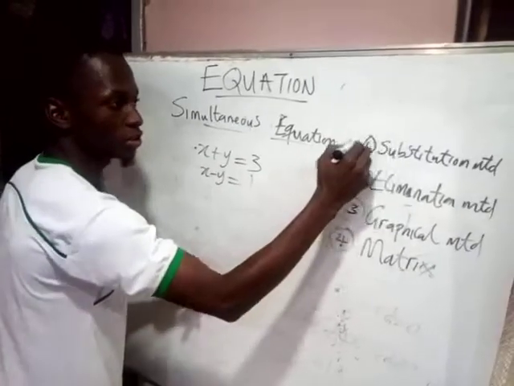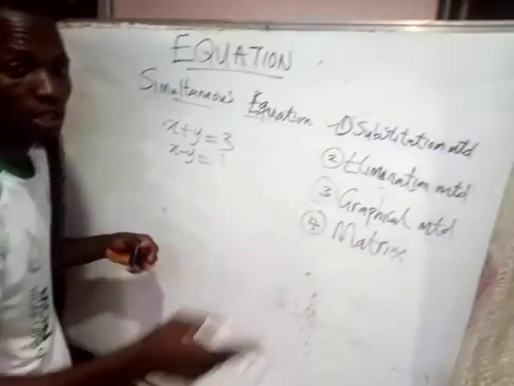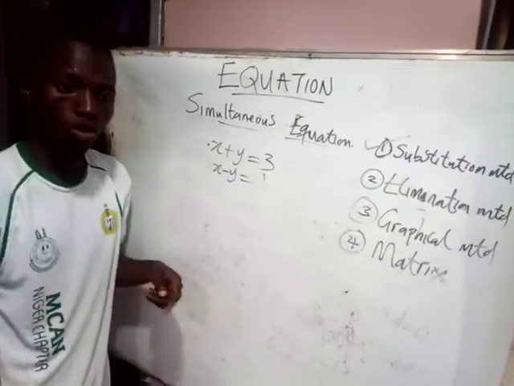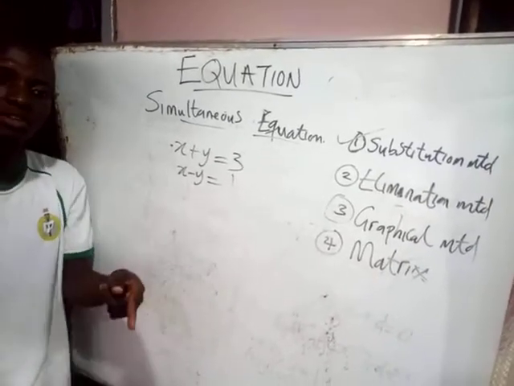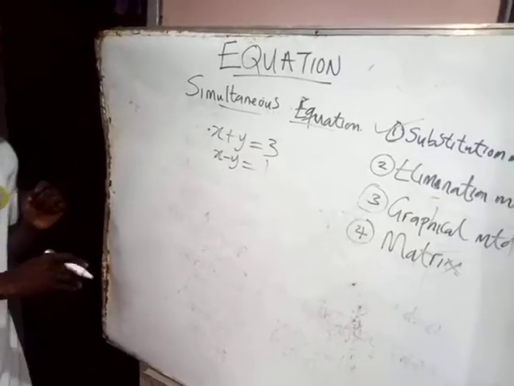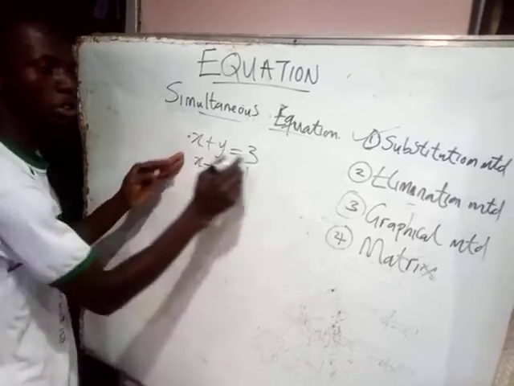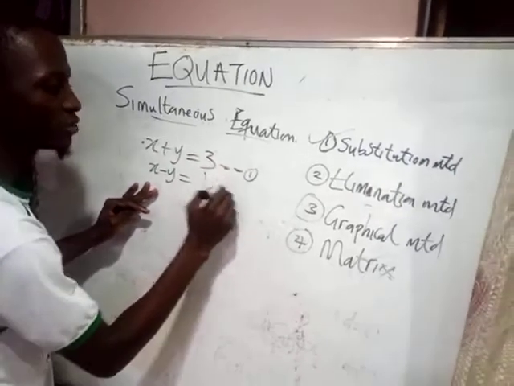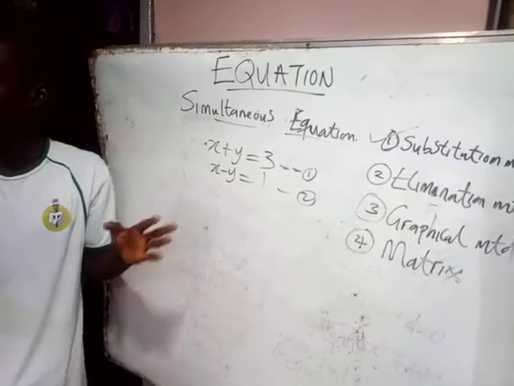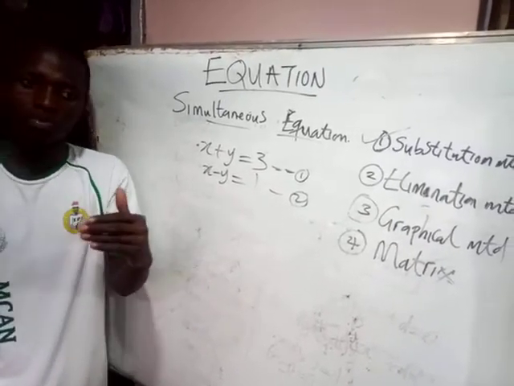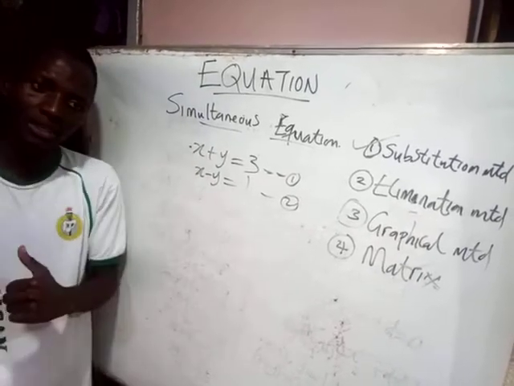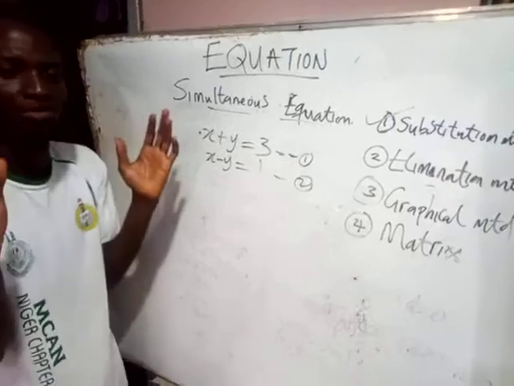We have done the substitution method. That is, you take from 1, you get your 3, then you put it in 2. Or you take from 2, you get your 3, then you put it in 1. Is it clear? So that is just the formula for substitution. While for the elimination method, elimination means, from the word eliminate, you remove one so that you can be able to solve the other one very well.